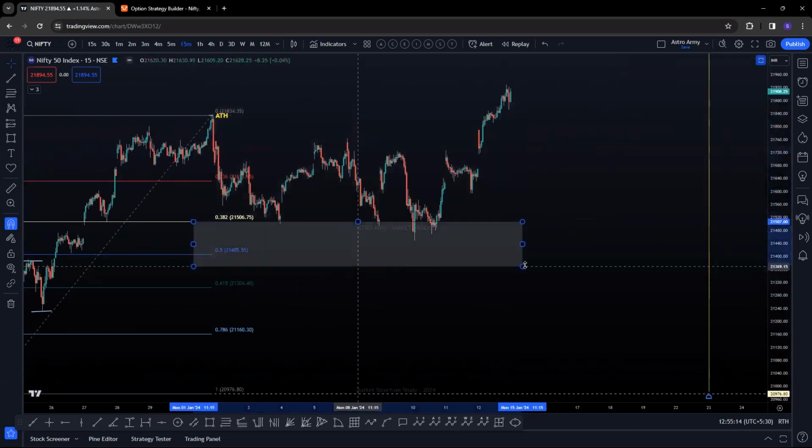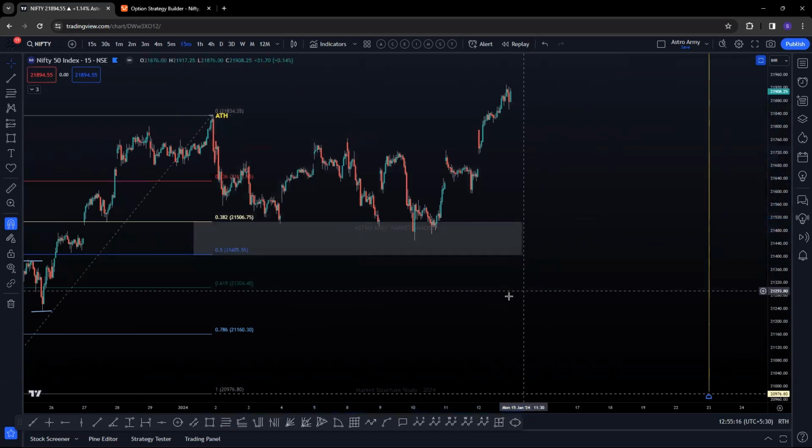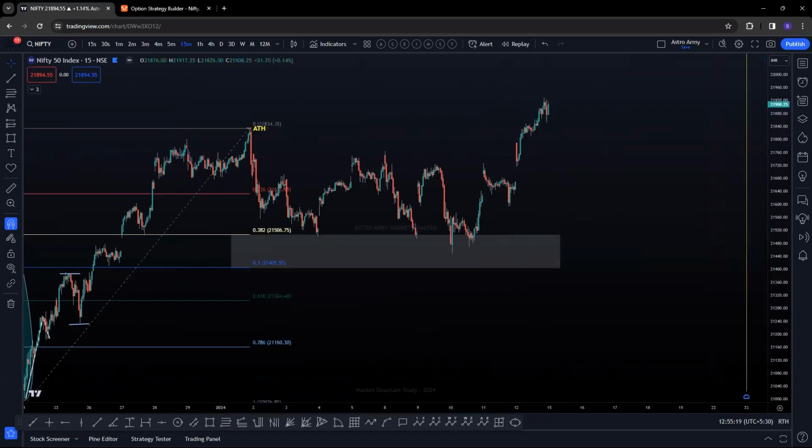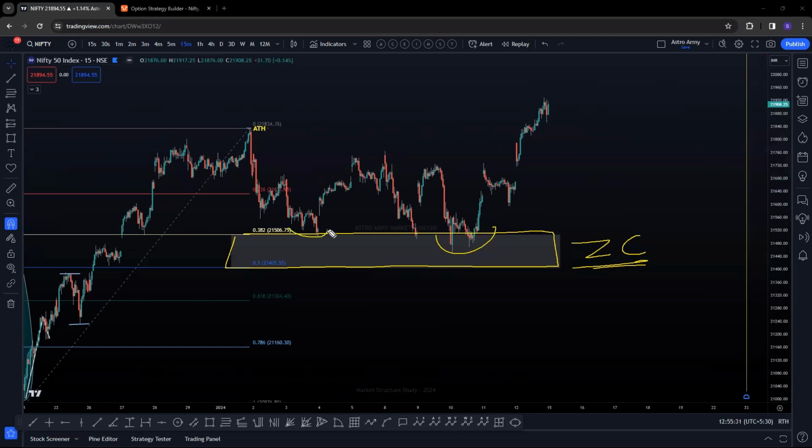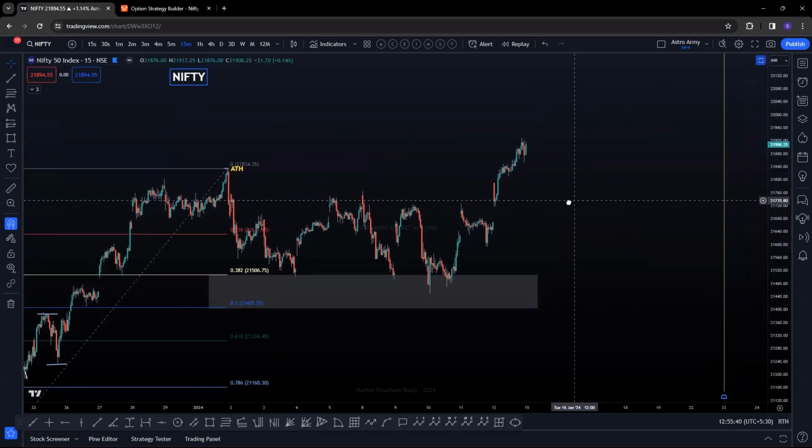This I have repeatedly taught you guys so many times that the 38 to 50% zone is your zone of continuation, right? As long as this zone is protected, this market won't fall down. Okay, this zone has to be protected by the bulls. As long as it's protected, the market will continue its rally on the upside. Okay, so what has happened the past week?